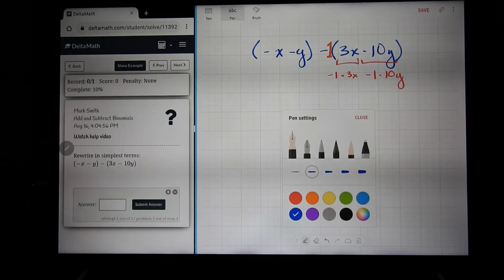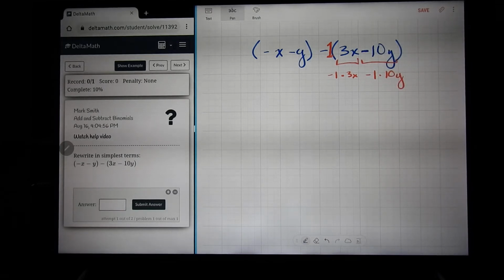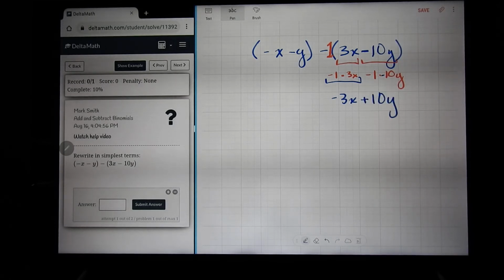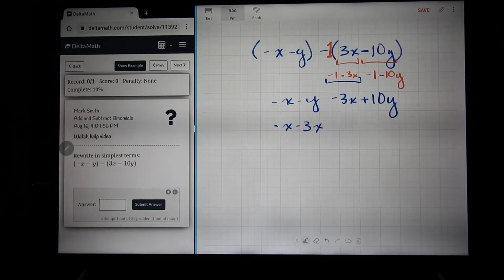I should make this a little better. This is a negative sign. So the answer: negative 1 times 3x is a negative 3x, and negative 1 times negative 10y, oh, I forgot the negative sign, negative 1 times negative 10y is a positive 10y. And here we had no distribution to do, so we can just remove the parentheses. Now you can do this mentally, or I'm going to do it on paper here. We're going to regroup this and put our x's together and our y's together.